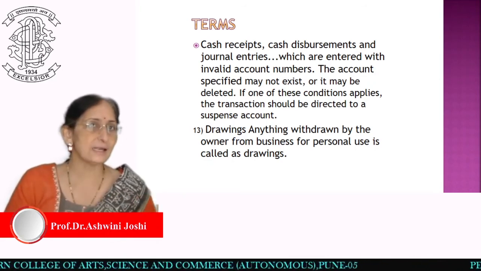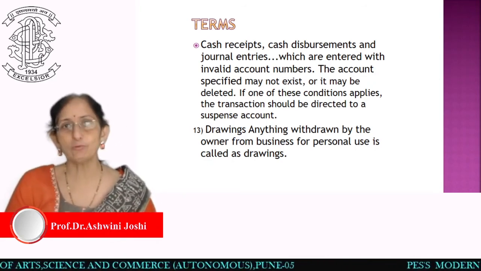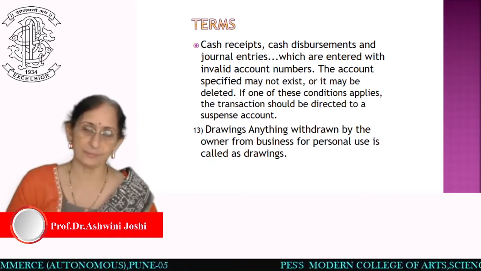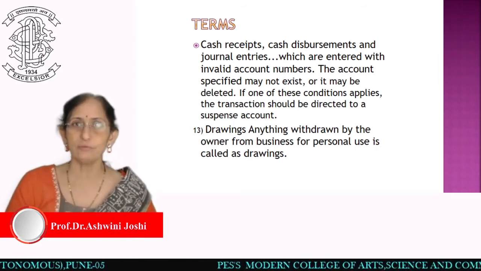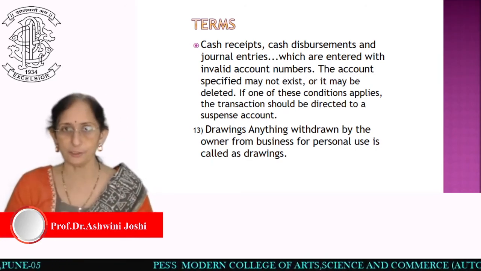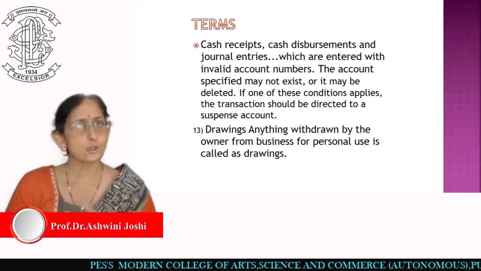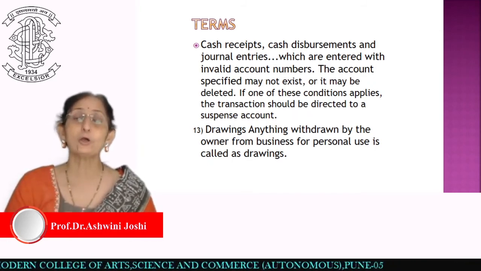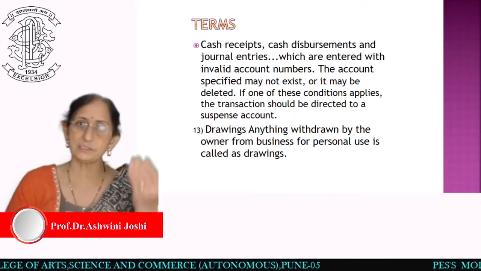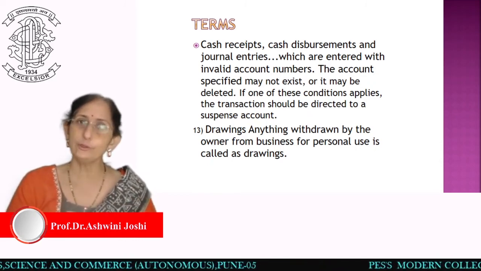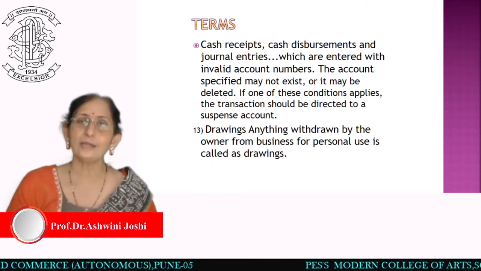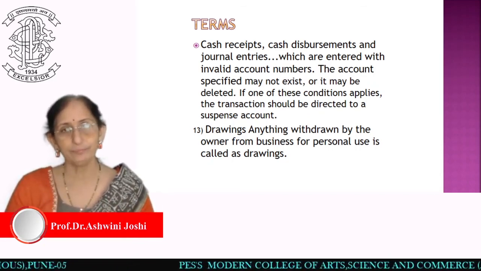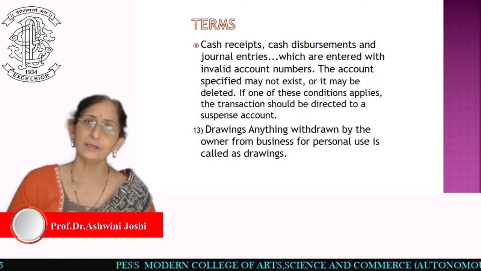Now drawings is exactly the opposite of capital. Capital is what? The businessman is introducing money from his private sources into the business. And drawings is what? He is withdrawing something from the business for his personal use. Now capital is always credited. Obviously drawings will always be debited, because of drawings his investment in the business is getting reduced. And when we have to reduce something, you have to deduct it, and to deduct, you have to give the opposite effect. So capital always has a credit and drawings will always have a debit.